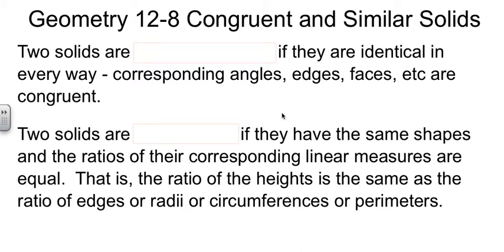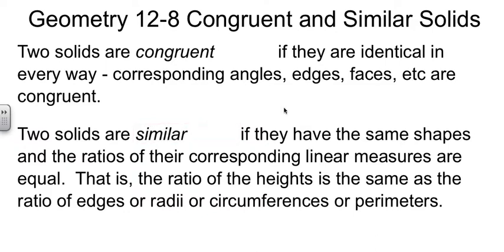This is Geometry Chapter 12, Section 8, in which we will be studying congruent and similar solids. Congruent solids are exactly what you think they are. They are solid shapes that are identical in every way. The angles match up, the edges, the faces, everything about them are identical.